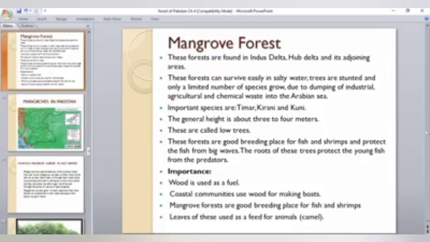Importance of mangrove forest. Wood is used as a fuel. Coastal communities use wood for making boats. Mangrove forests are also a big breeding place for fish and shrimp. Leaves of these are used as feed for animals, that means camels as well. These forests also protect the coastline from eroding away and protect the nearby villages from tsunamis as well.